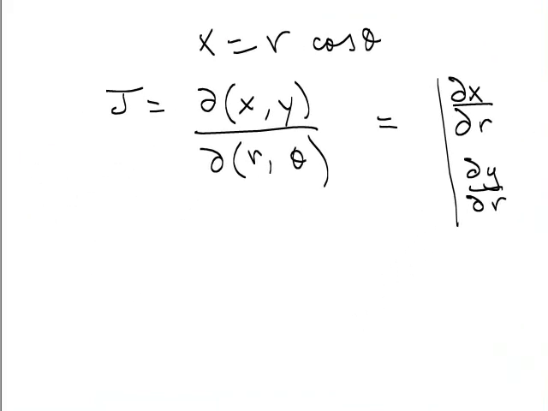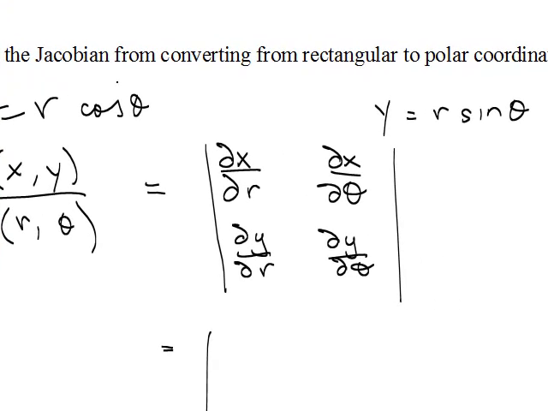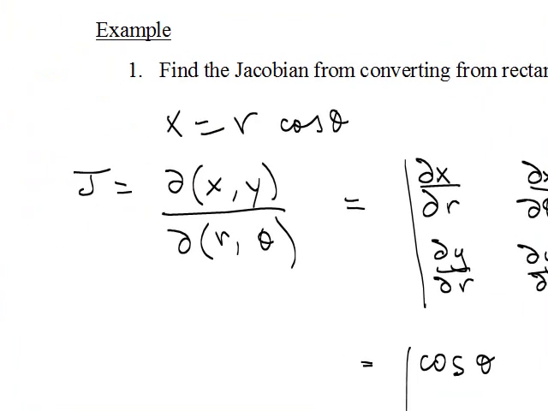Okay? Now you find these partials. So can somebody tell me what is partial x, partial r from this equation there? You're going back to partial derivatives, eh? Cosine theta. What is partial x, partial theta?